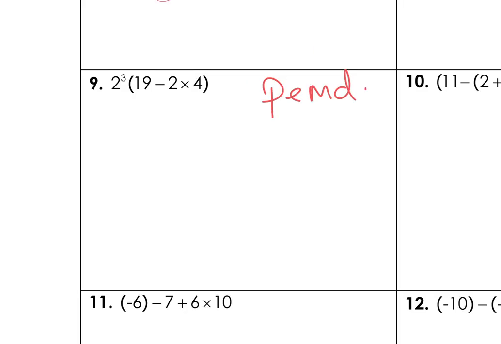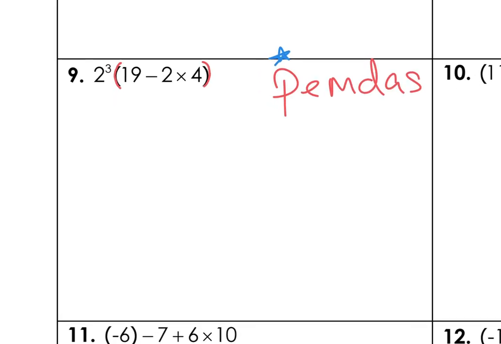PEMDAS, we have 2 to the third power times 19 minus 2 times 4. Okay, so we need to go inside of our parentheses, right? And inside those parentheses, I'll use green for inside, why not? We don't have any other parentheses, so we're done. We don't have any exponents, so we're done. We do have multiplying. We have 2 times 4. So check this out. 2 to the third, parentheses, 19. What did I do then in green? Minus 8.